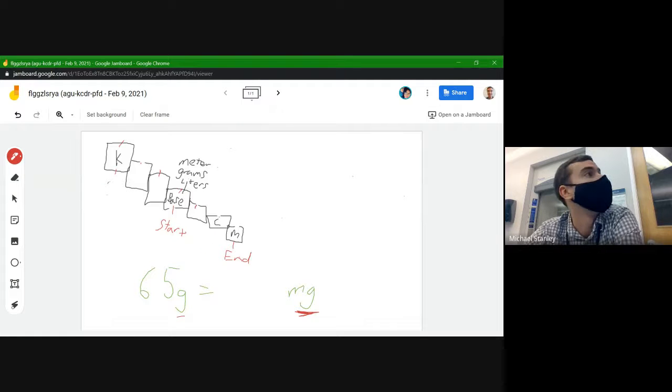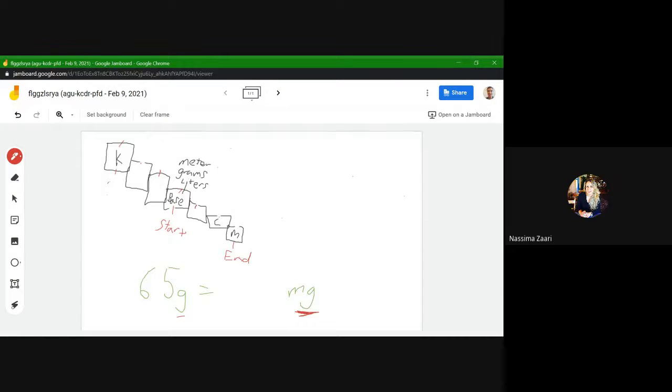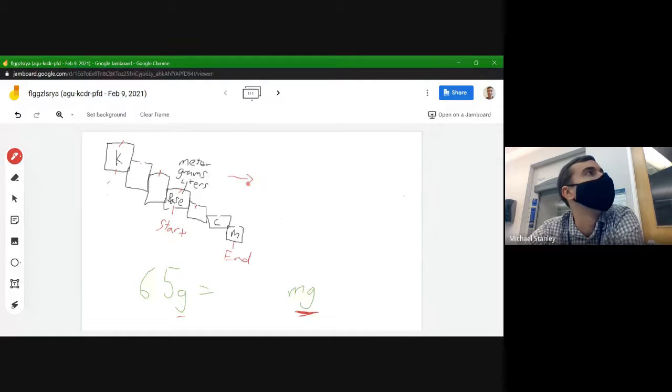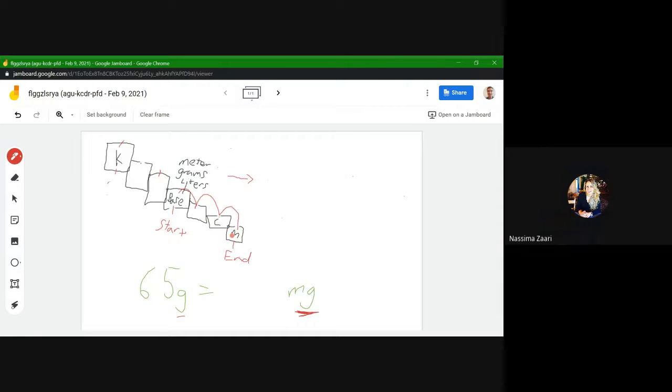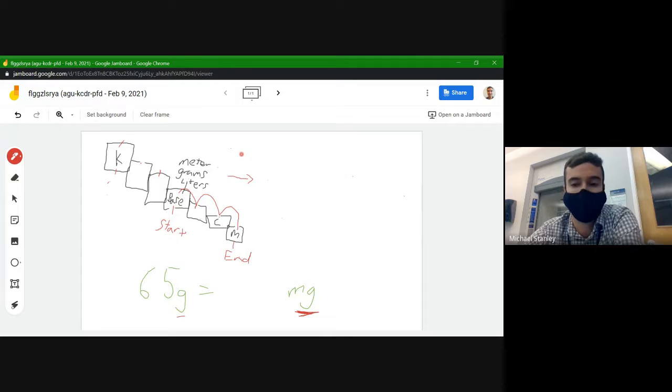All right, good question. So gram is one of our base units. So that's the starting point right here. Milligram is what we're going to. So that is our ending point down here. So what direction are we going to travel to go from grams to milligrams? Left or right? Right. Correct. So we're going to go here and here and here. So how many steps is that from base to milligram? 3. Three steps.